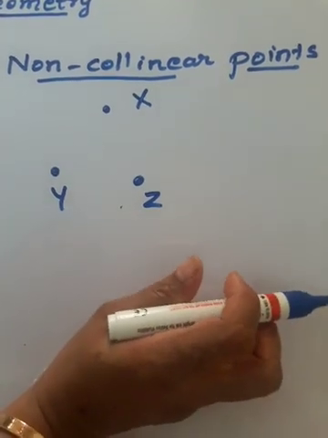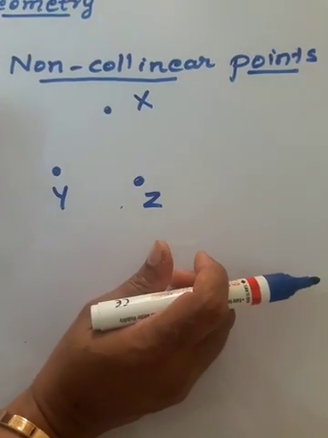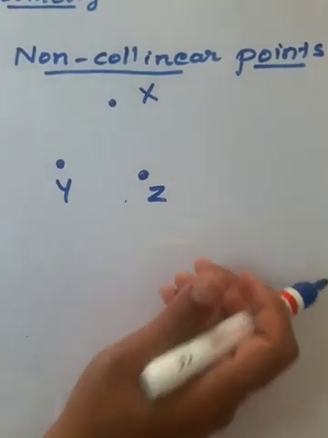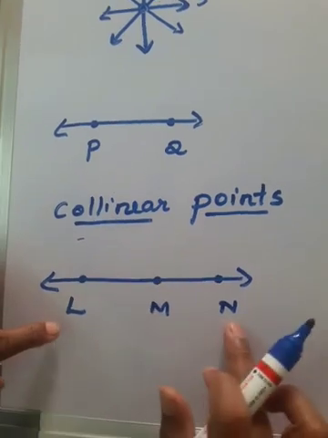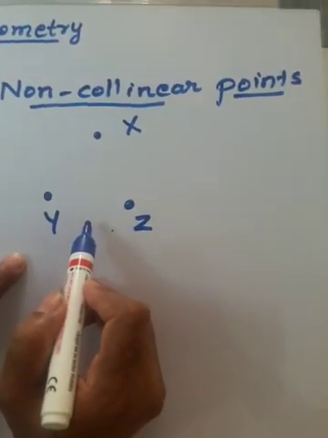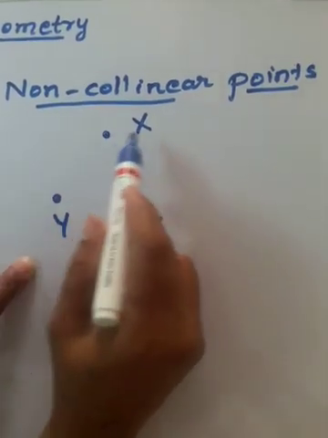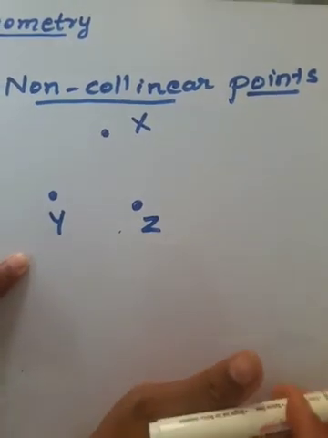So students, I hope you understood what collinear points and non-collinear points are. Collinear points means 3 or more points which lie on the same line. Non-collinear points means 3 or more points which do not lie on the same line. They are called non-collinear points.